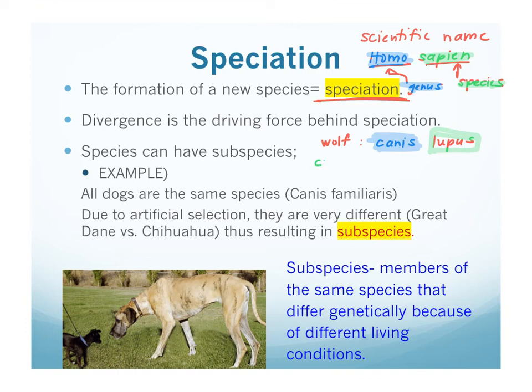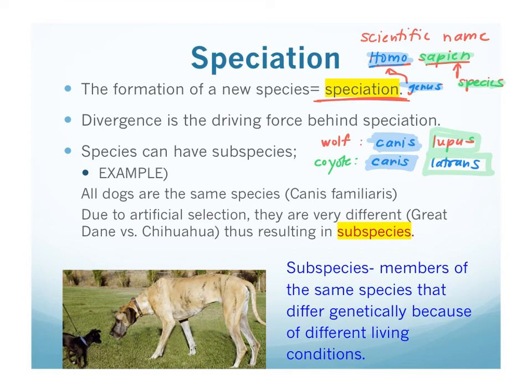So the coyote, which is a relative of the wolf, it has a genus, a scientific name, and its scientific name is Canis latrans. So they both belong to the same genus, but they are two different species. And you should probably be able to very obviously tell that, okay?